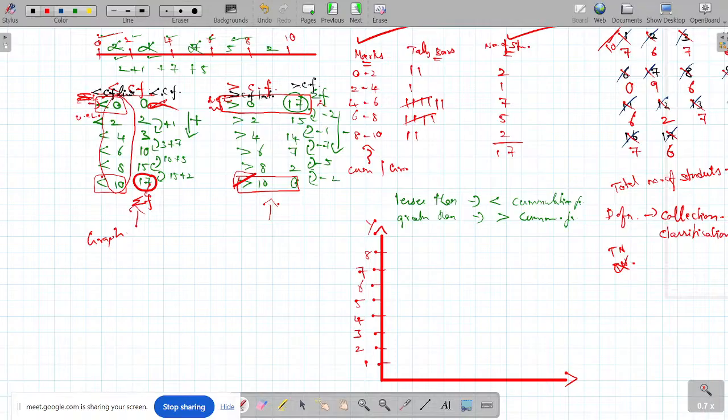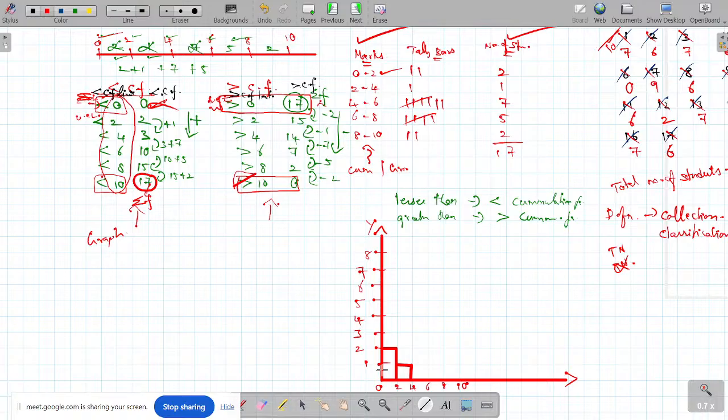For x-axis, 0 to 2. Shall I take 0 to 2, 2 to 4? Okay, so 0, 2, 4, 6, 8, 10. Yeah, first one. For 0 to 2, it is 2. I have to draw the bars. This is what you call as histogram. So 0 to 2 is 2. I'll draw bar. Second, 2 to 4 is 1.